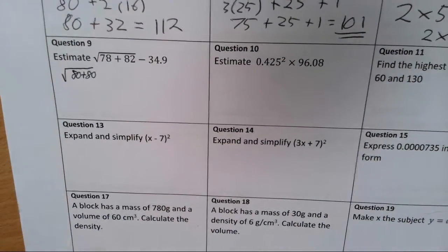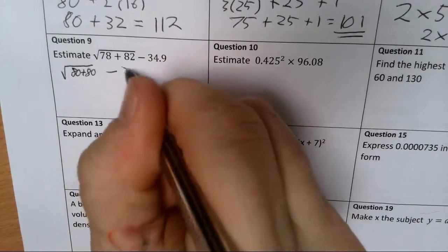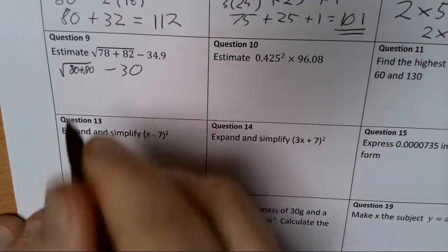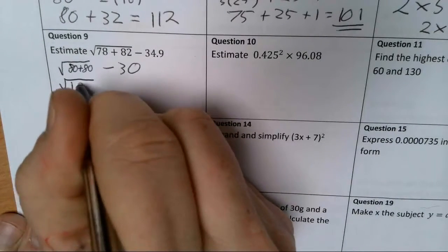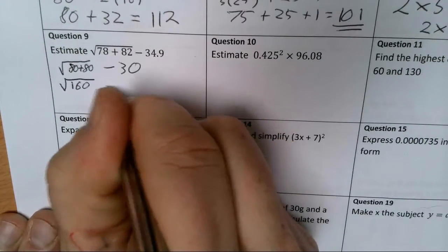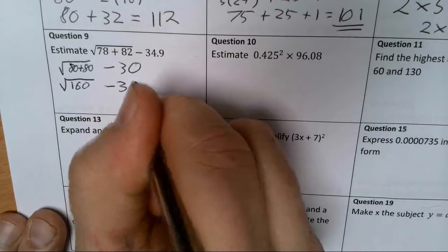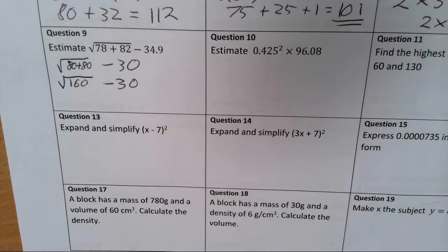So what I've got here is the square root of 80 plus 80, once I've rounded to one significant figure. Take away 30. So what I've got is the square root of 160, take away 30. Now, estimating the square root of 160, I need to think about what square roots I know close to there to help me to estimate it. So, for example, the square root of 144 would be 12. The square root of 169 would be 13. So the estimate for here is going to be somewhere between 12 and 13.